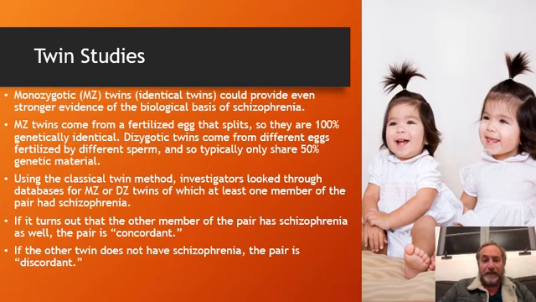So this is a classic method now, the twin method, and there have been a number of studies using this method. The researchers of the study we're going to be evaluating did a review of a number of studies, right? So here's how it would go down, right? You look through databases and try to find twins, where at least one member of the pair has schizophrenia, right? And then you want to see if the other member of the pair has schizophrenia as well. If both twins have schizophrenia, then it's called a concordant pair. And if it turns out that the other twin doesn't have schizophrenia, we call it a discordant pair.